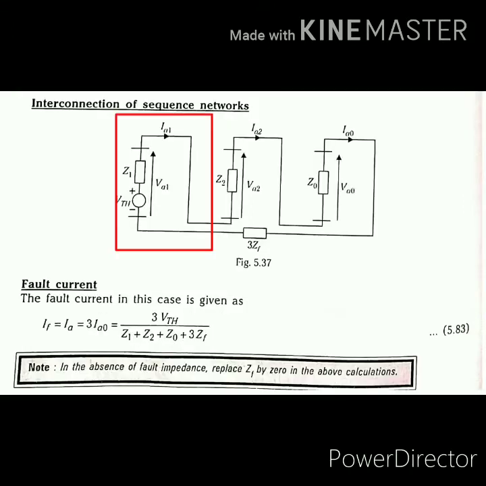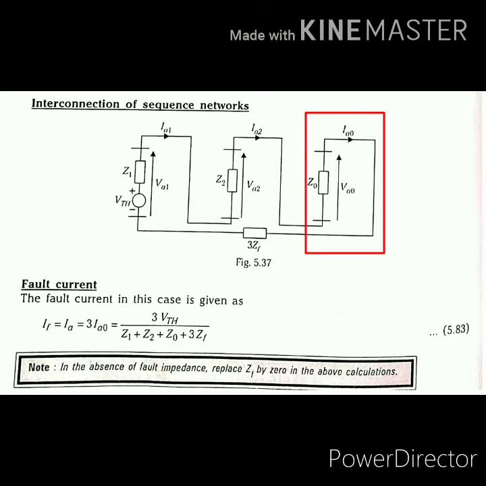For positive, again you have Z1 and voltage VTH. For negative you have just Z2, and for zero you have Z0. Remember, it is a power system, not only the generator, so generator conditions do not apply here. Now let us calculate the fault current. IF is equal to IA. We know IA is 3 times of IA0. Now 3 times IA0, if you have to find it, is nothing but VTH divided by the total impedance Z1 plus Z2 plus Z0 plus 3 times ZF.